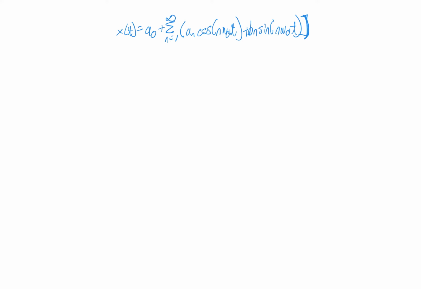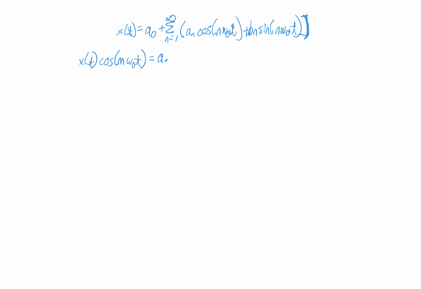So in order to do that, let's multiply both sides of this equation by this term. So we have x of t, and we're going to multiply it by cosine of m omega naught t, where m is an integer, a different integer than n. So we multiply both sides.